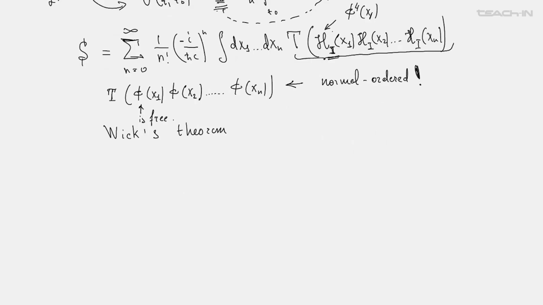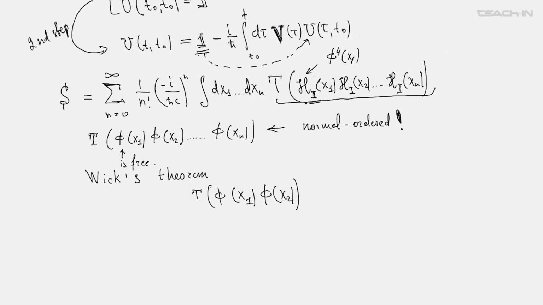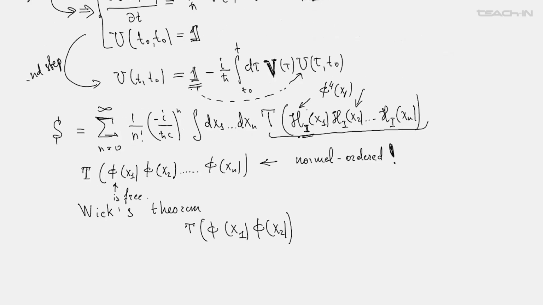I'm sorry, a quick question. Yeah. Is it true that we never have derivatives of phi in the interaction part? Here, you mean here? Yes. We can have derivatives. It depends on the form of the Hamiltonian. No problem, we can have. I mean, we are going to write down Wick's theorem for phi's, not for derivatives of phi's.